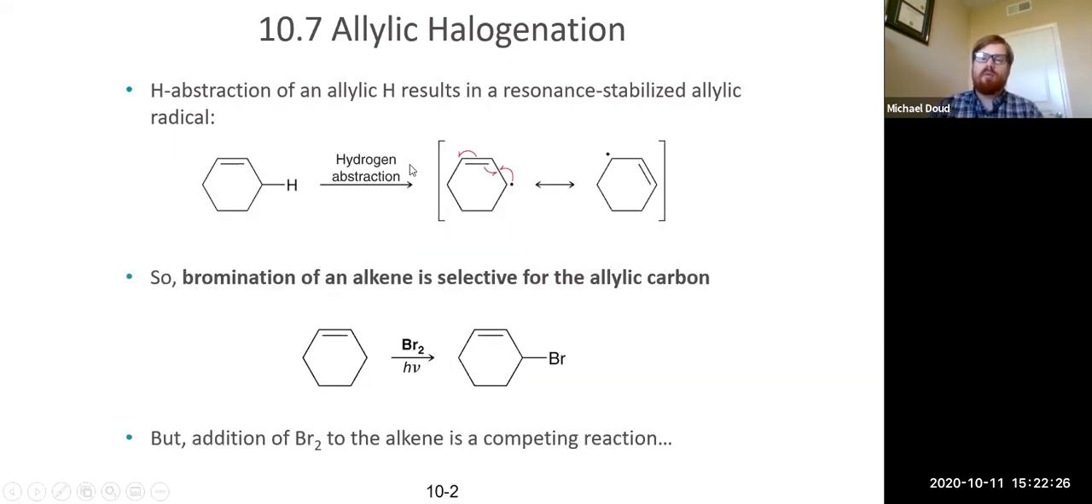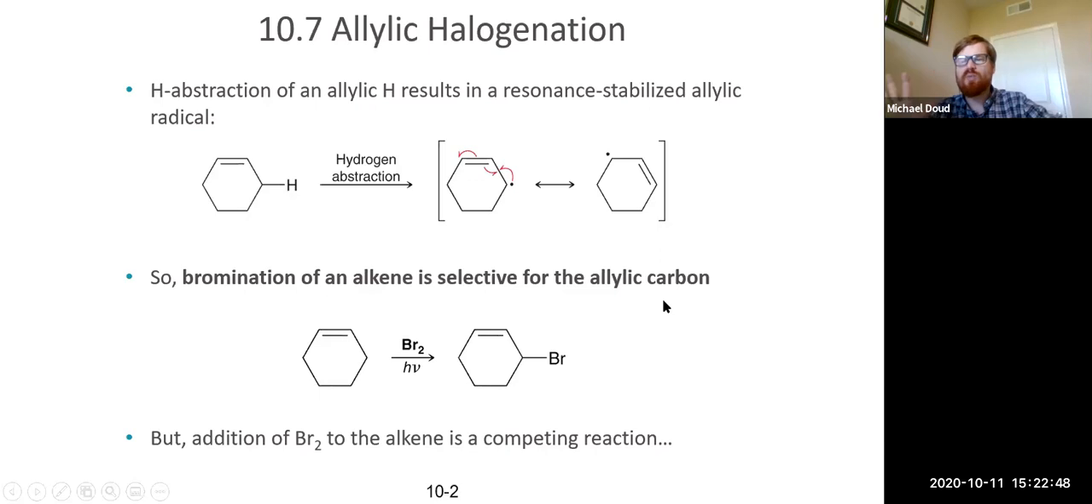If we form this by hydrogen abstraction, remember we get this resonance stabilized allylic radical. So that is going to be very stable. So we would expect that if we do a bromination of this, if we just have the radical, we would expect to brominate specifically the allylic site first. So it should be specific for the allylic site as it is.